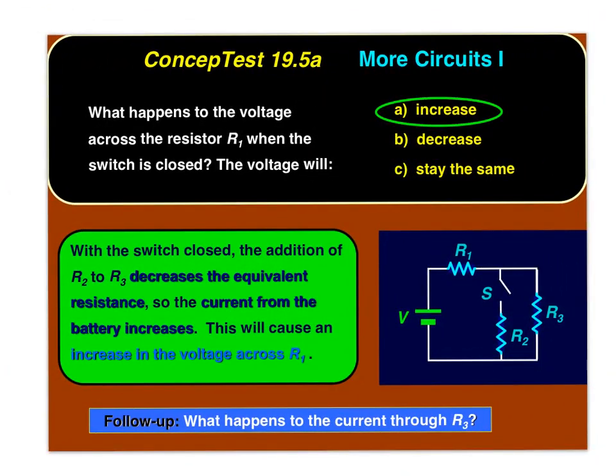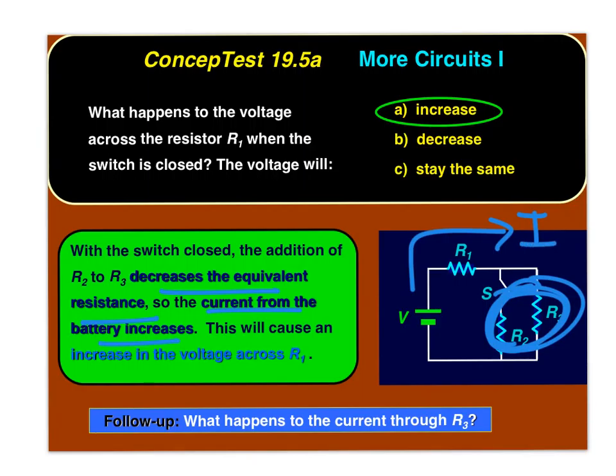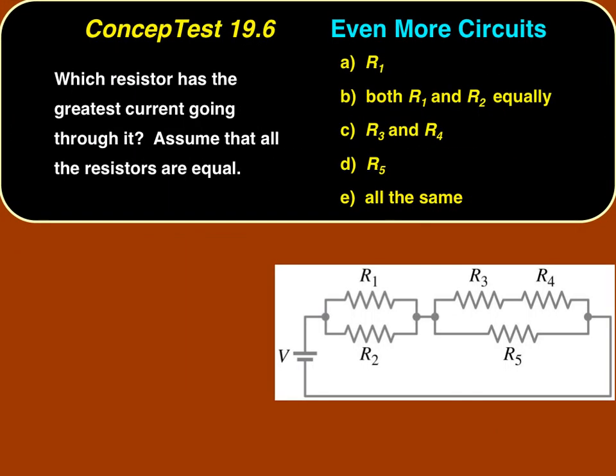Let's see how they explain it. In addition, it decreases the equivalent resistance. Okay, that's what we talked about. So the current from the battery increases. Alright, so the resistance here decreases, so there's all of a sudden more current, and if you were doing V equals IR, the resistance of this resistor is the same, and so the current increases and the voltage drop across it would increase. Okay, we're getting there.